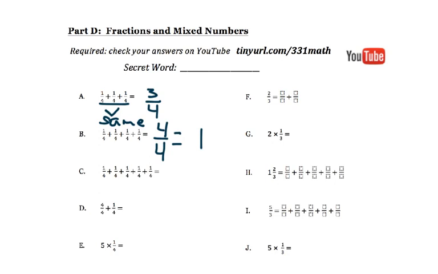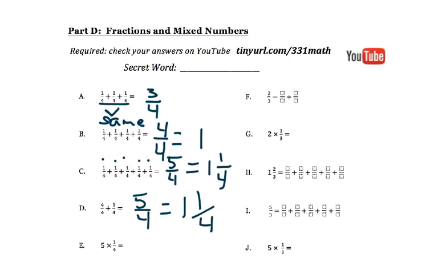For C, 1, 2, 3, 4, 5, you get 5 over 4, and that equals 1 and 1/4. Denominators stay the same. You divide 5 by 4, 1 and 1. And then D, 4 over 4 plus 1 over 4, you get 5 over 4, which equals 1 and 1/4.